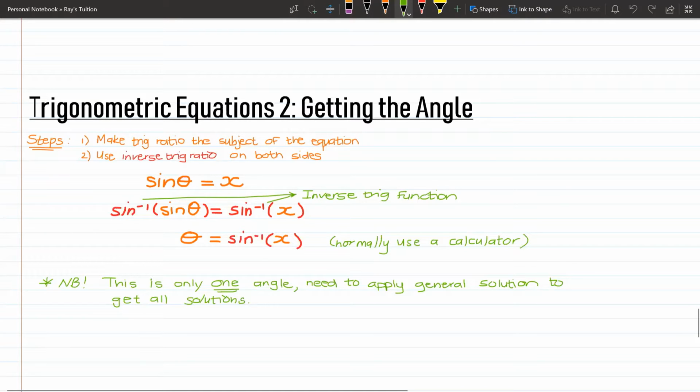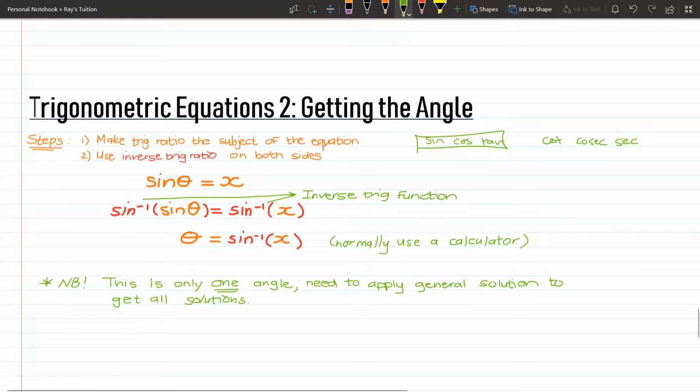So your trig ratio is either going to be sine, cos, or tan, and you could also be working with the other trig functions, cot, cosec, and sec, but more often than not, we work with sine, cos, and tan. So we make those the subject of the equation, and then we use the inverse trig ratio on both sides.